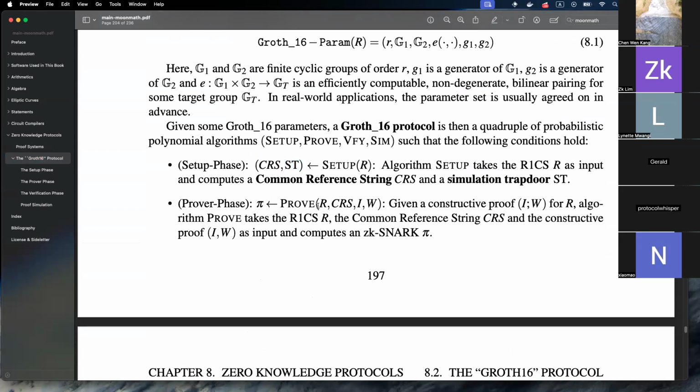There's also a proof phase where you're given an R1CS and a CRS. Here the R1CS is usually in the form of a QAP at this point. So R1CS, CRS, which is the common reference string, and I, W: instance and witness. Recall what instance and witness are. Instance is a public value, witnesses are the private values, private inputs. So we generate a proof pi.